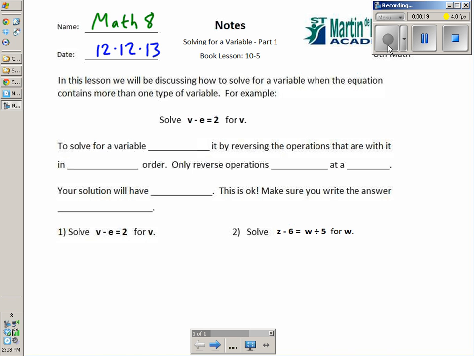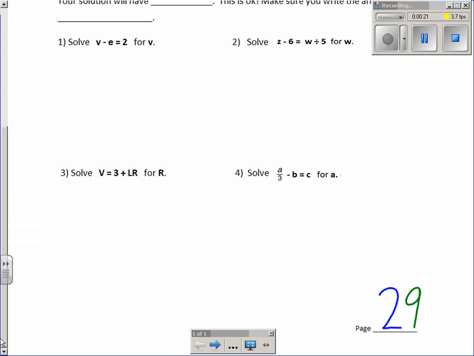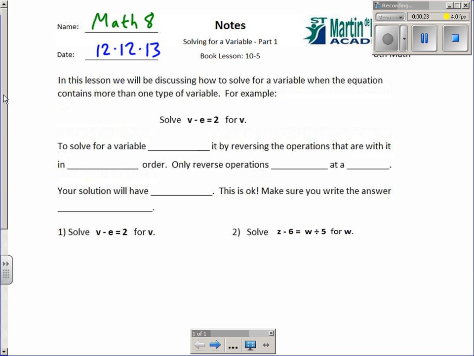But anyway, this is going to be page 29 of your notes, and the title is called Solving for a Variable. Basically, what that means is now you're going to have equations that have not only one variable, but two different kinds of variables, and we're going to tell you which one you have to solve for. So, for example, we have v minus e equals 12. To know which variable you need to solve for, we're going to tell you off to the side, and here you're going to solve for v. We have that down here for number one.